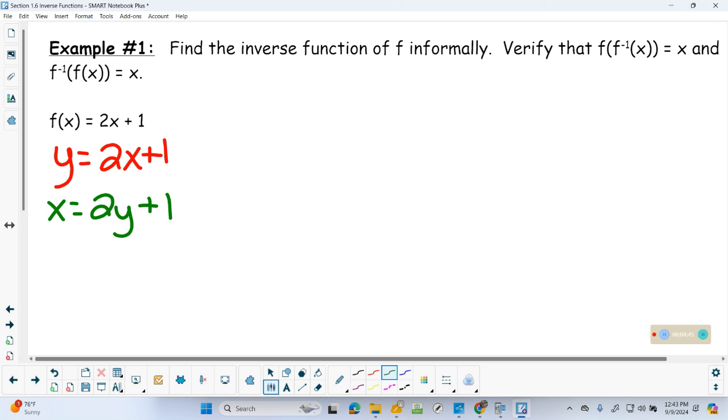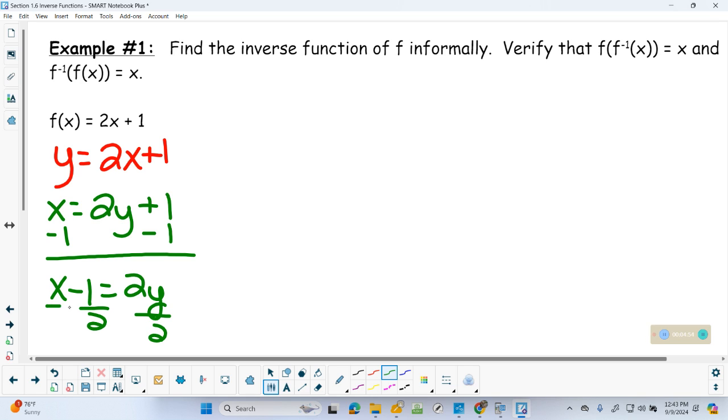Then I'm going to solve for y. I'm going to take 1 off of each side, and then we'll have to divide by 2. Now you could of course put all over 2 over here. I just separated it out into individual fractions. Now I'm going to be fancy here. I'm not going to leave my answer blank equals. I'm going to say f inverse equals, and I'm going to put this as 1/2 x minus 1/2.